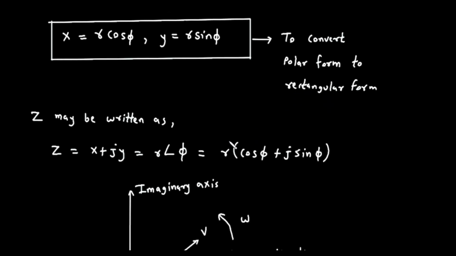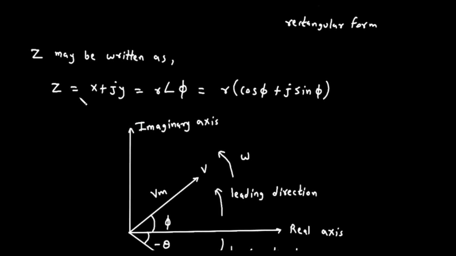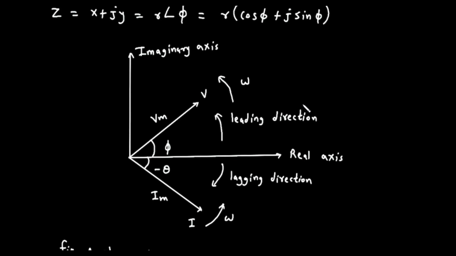This means we can write our complex number z in several equivalent ways: z equals x plus jy, which is the same as z equals r at an angle of phi, which is also the same as z equals r times the cosine of phi plus j times the sine of phi. They all represent the same phasor.